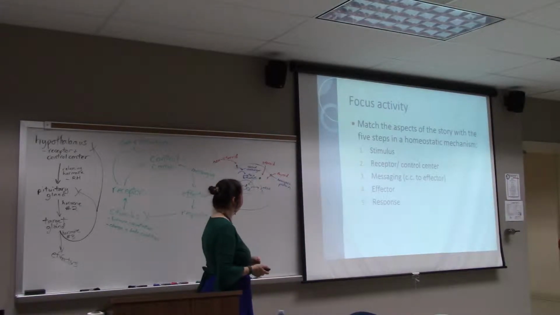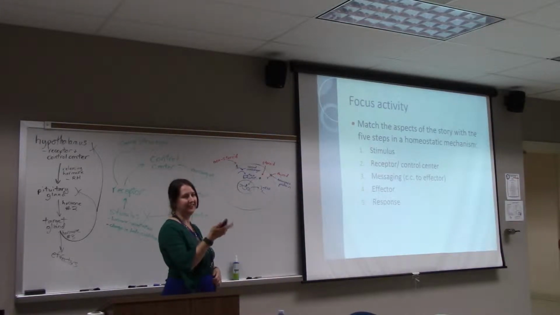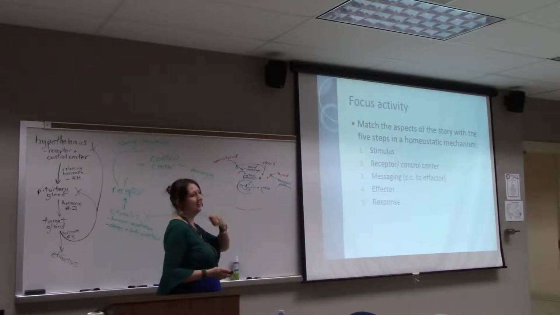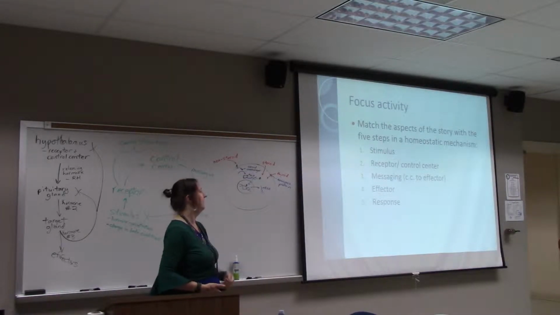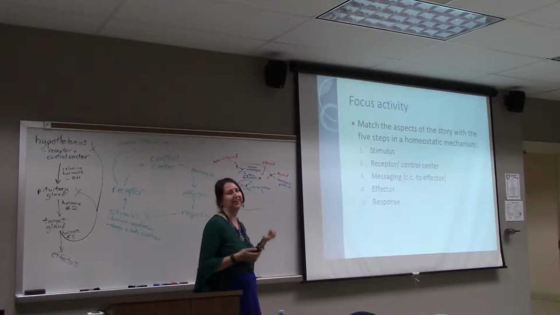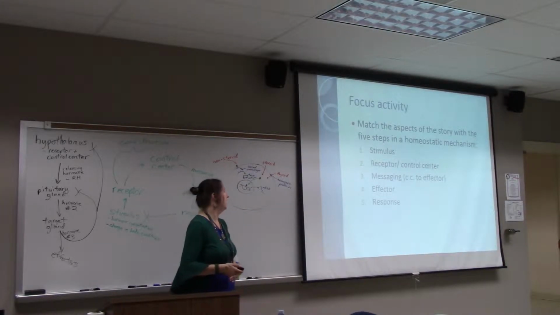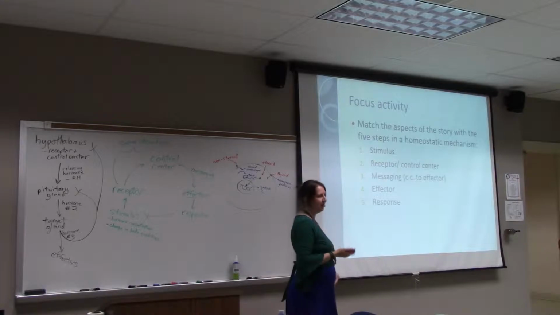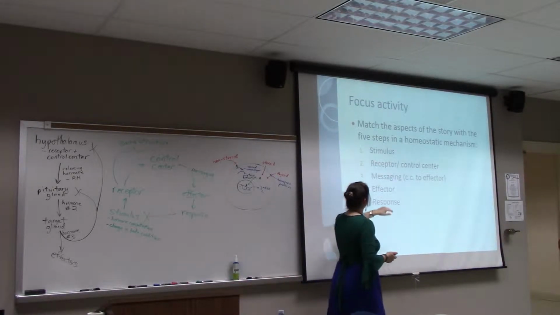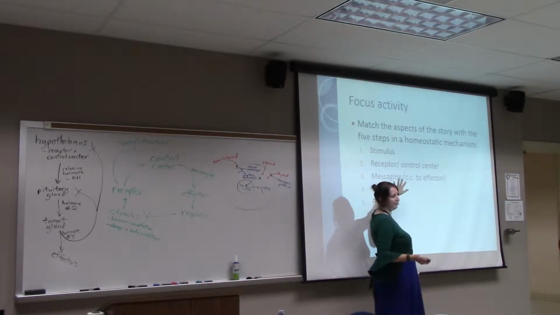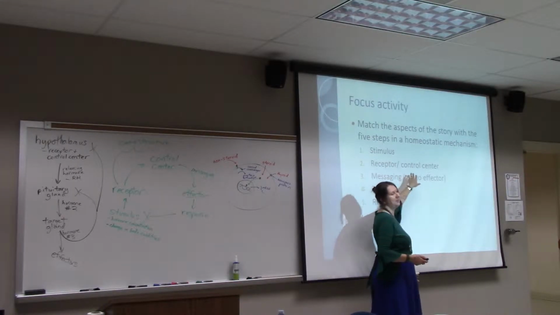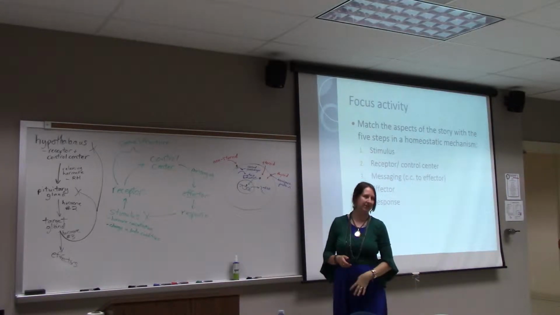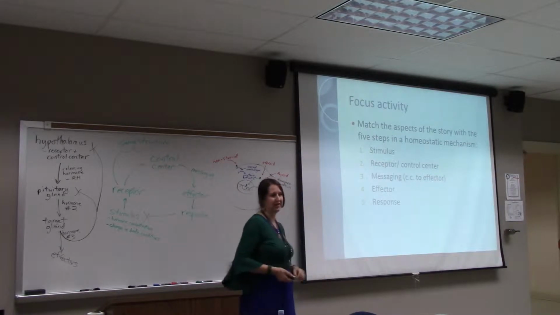So what we did was match up the story with stimulus, receptor and control center, the messaging, the effector, and the response. Now, once we're on to cardiovascular, we're going to see a lot where the receptor and control center are separate structures. We'll have a lot of nerves as receptors again.